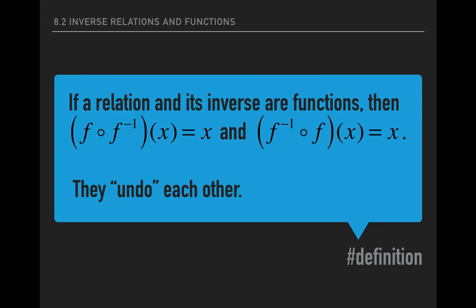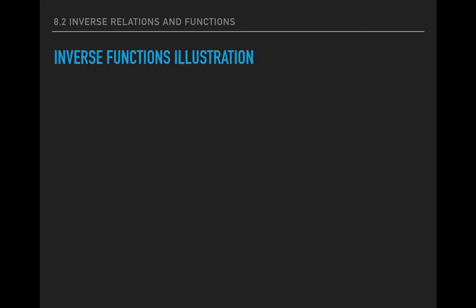Now I have another term for you. Definition, I should say. If a relation and its inverse are functions, then when you compose the f function with the inverse of x, it will give you x. And similarly, if you compose the inverse function with the original function, it will give you x. They essentially undo each other. Let me explain this using an illustration.